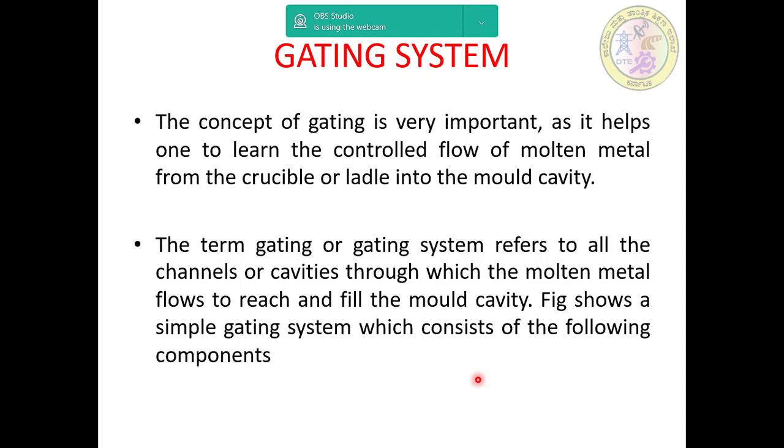Next we will go for the gating system. Here the concept of gating is very important, as it helps one to learn the controlled flow of molten metal from the crucible or ladle into the mold cavity. The term gating or gating system refers to all the channels or cavities through which the molten metal flows to reach and fill the mold cavity.